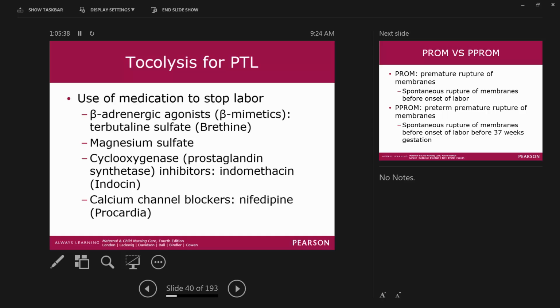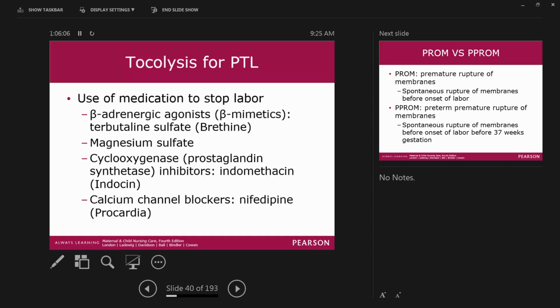So we used to give terbutaline or brethine like all the time. It's actually an asthma medication. It's not FDA approved to stop preterm labor. But just like it relaxes the bronchioles, it relaxes the uterine muscle. Okay. Patients hate this drug because it makes them have a really fast heart rate, and they don't like how that feels. Okay.